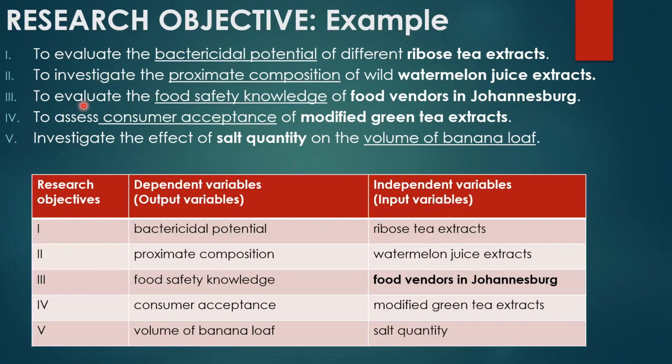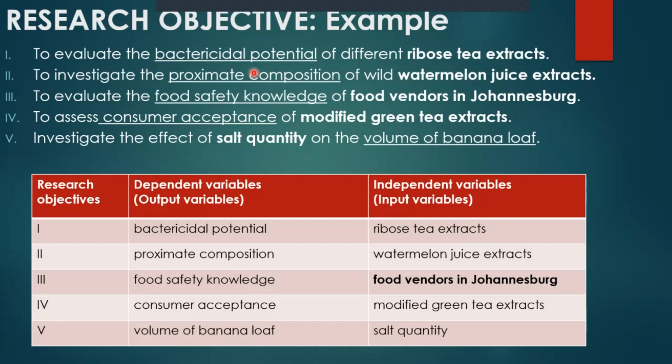Okay, so let's look at objective one, to evaluate the bactericidal potential. Bactericidal potential is the ability to kill bacteria. So if we are analyzing killing bacteria, it means we'll count how many bacteria are dead, how many are living. That's the way you can know the bactericidal potential, whether a chemical is killing something, is to count the dead ones. So, to evaluate the bactericidal potential of different ribose T extracts.